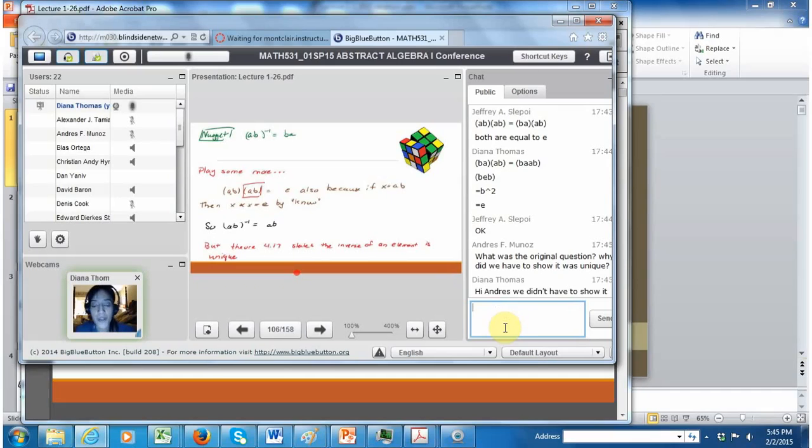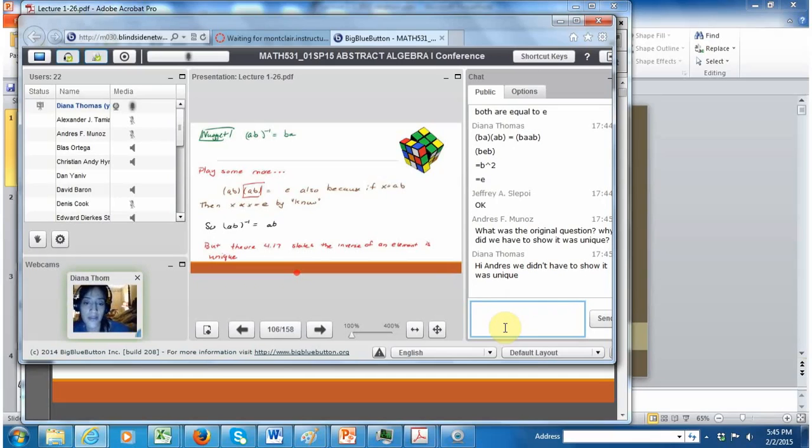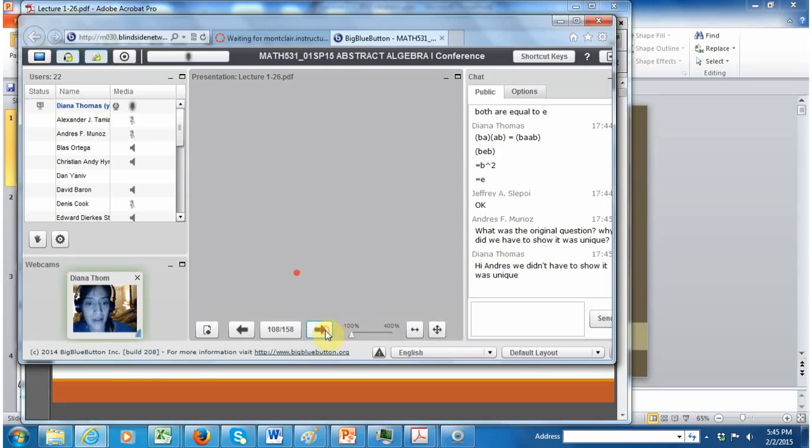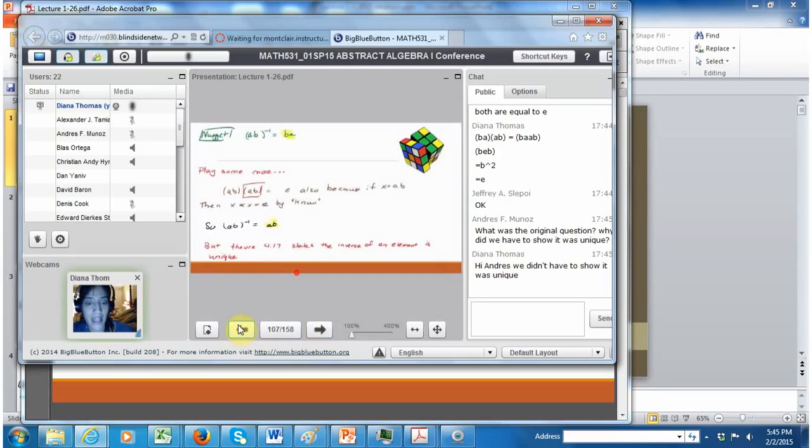We didn't have to show it was unique. I used the uniqueness of the inverse to say that I'm done. I didn't quite do my last step. So here is my last thing. You see the AB over here is highlighted and the BA over here is highlighted. Because the inverse can't be two different things, these two things on the right side must be equal. And that was what I wanted to show.